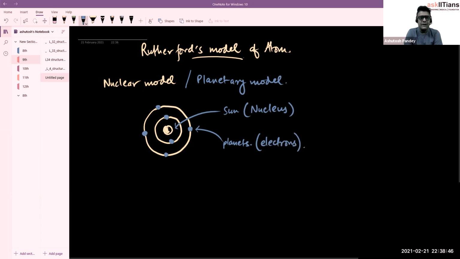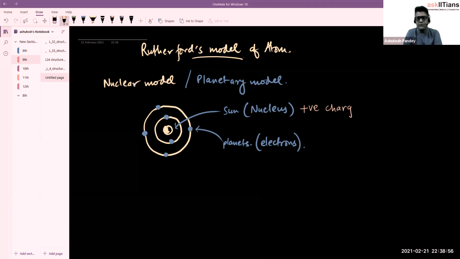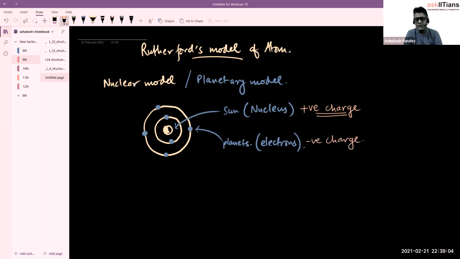Also he proposed that all the positive charge is carried by the nucleus, while all the electrons carry negative charge. So that's how he proposed the whole atom.